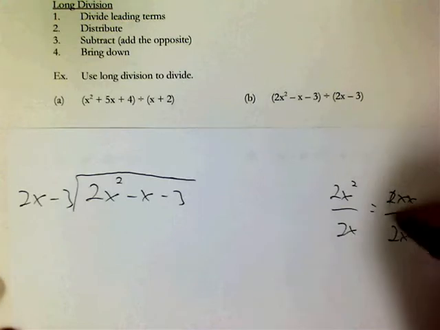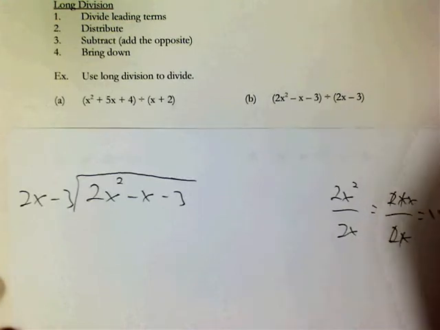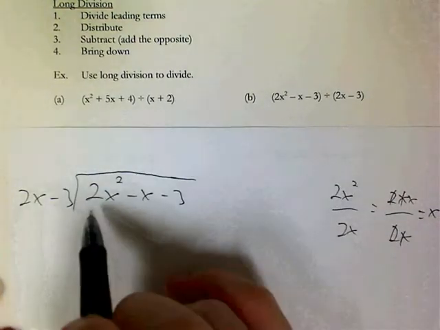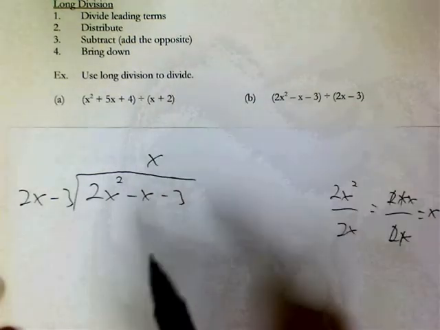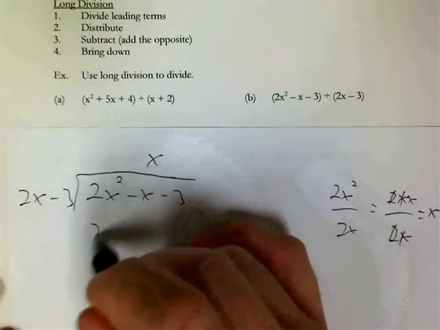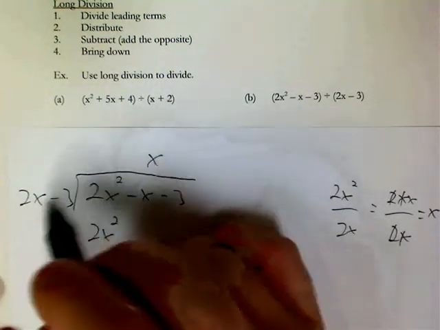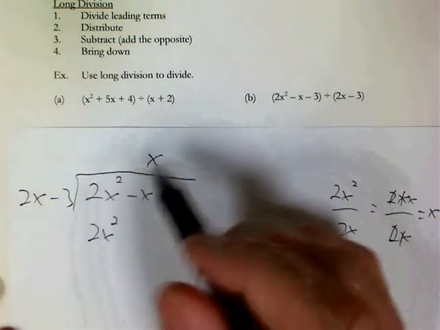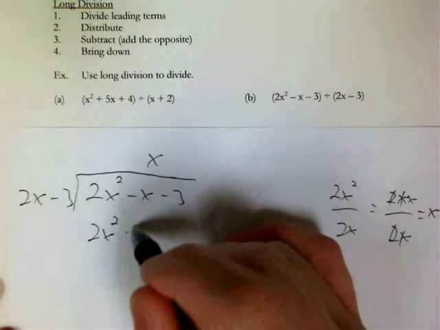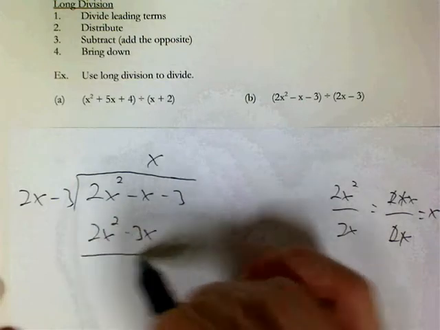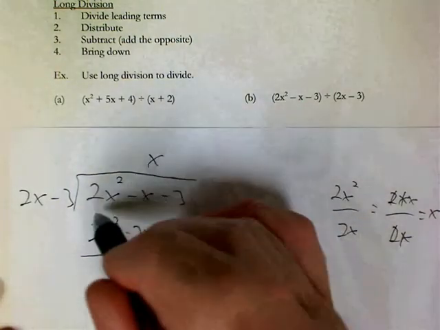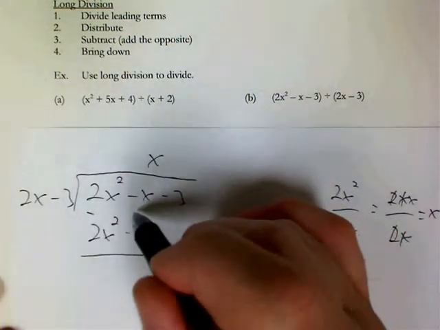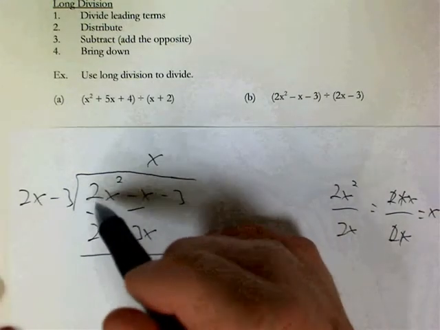2's cancel, x's cancel, and it leaves an x. So 2x goes into 2x squared x times. Distribute: x times 2x is 2x squared, because x times x is x squared, which better be the same thing. x times negative 3 is negative 3x. Now we're going to subtract. Strongly recommend putting the minus signs in. So 2x squared minus 2x squared is 0.